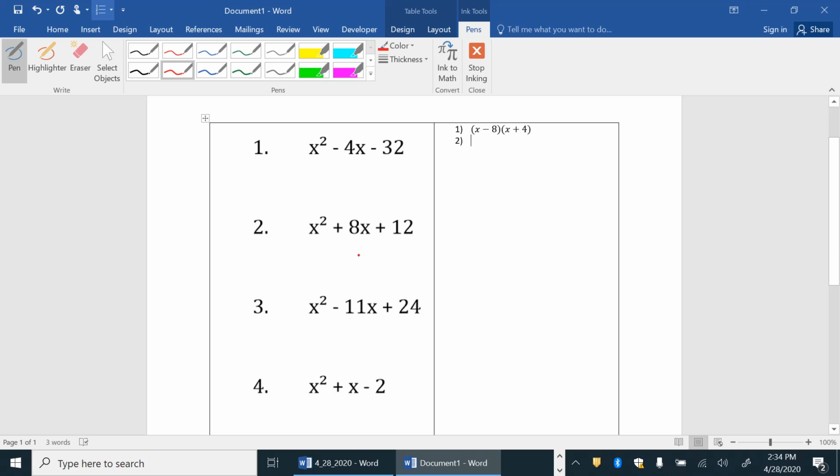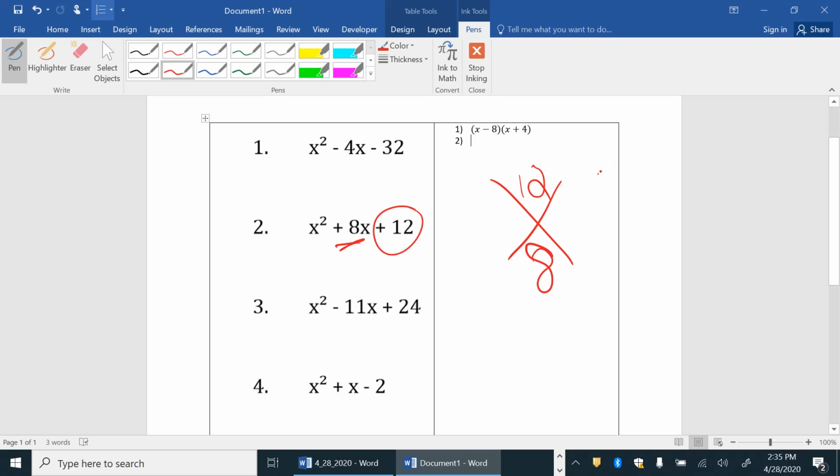All right. X squared plus 8x plus 12. What do I put on top? What do I put on the bottom? 12 is here, so I put 12 up top. 8 is here, so I put 8 on the bottom. Positive, positive. That means these two are positive. What times what will give me 12? And then what plus what will give me 8 as well?